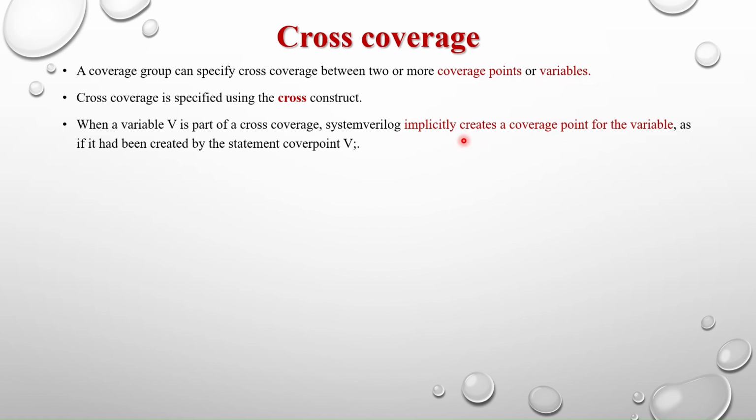For example, here I'm not using the variable v, I'm using the variables address and data. I'm performing cross coverage between address and data, so I will write cross address, data. My intention is to generate the cross product between address and data.